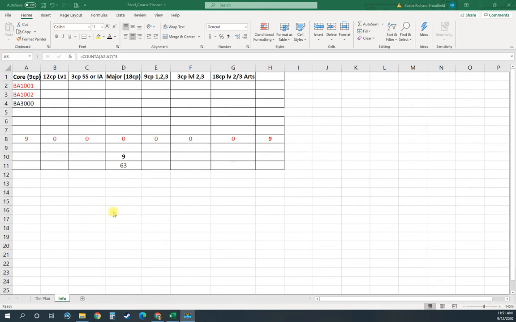And this one that I'm going to create is based on my undergraduate degree, which was a Bachelor of Arts in Indigenous Studies. So for my degree, I needed 9 credit points of core subjects, and these were the 3 core subjects, 12 credit points at level 1, 3 credit points had to be an SS or an IA subject, obviously the major, which is made up of 18 credit points, 9 credit points of any level 1, 2 or 3 subject out of a selection of arts subjects that they gave us, 3 credit points of level 2 or 3, and 18 credit points specifically of level 2 or 3 arts subjects.